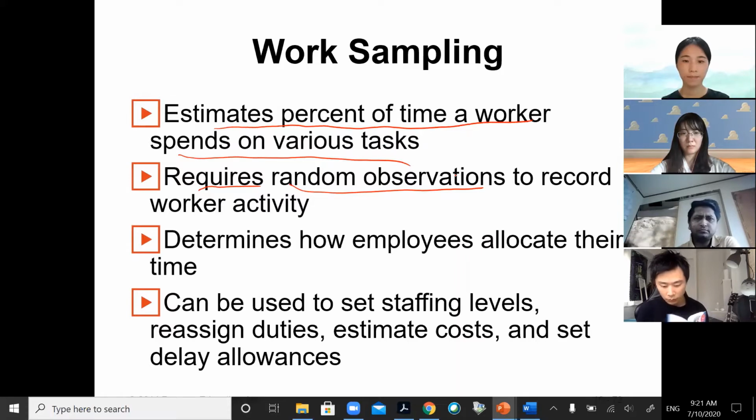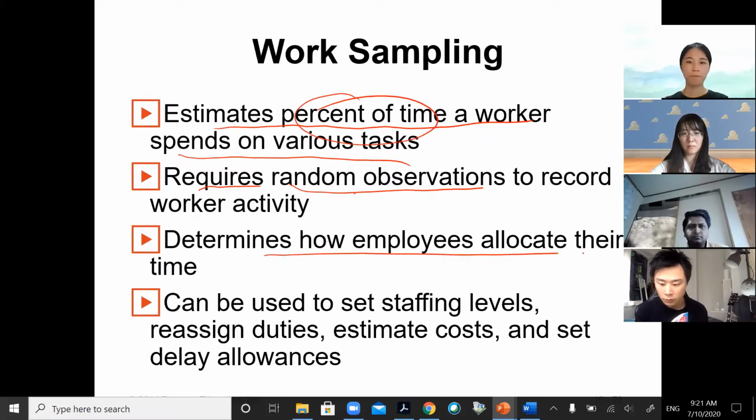What the analysts do, for example, if I'm analyzing what engineers are doing, is especially for jobs that are not clearly defined. You're not a production worker, you're not assembling. So this is trying to estimate the percentage of time. It will determine how employees allocate their time. It can be used to set staffing levels as well, reassign duties, estimate costs, and set delay allowances.